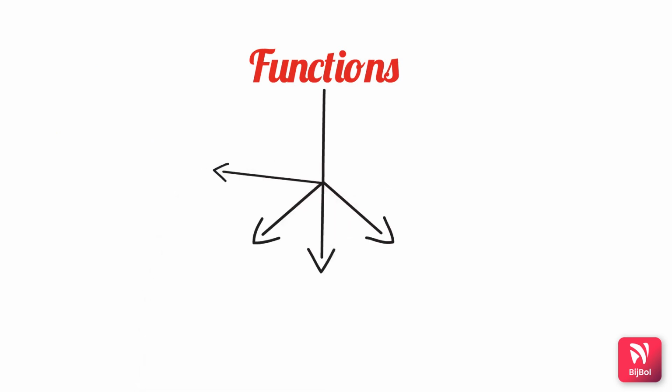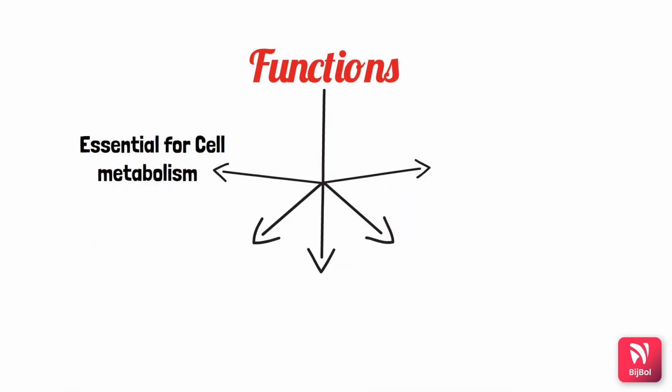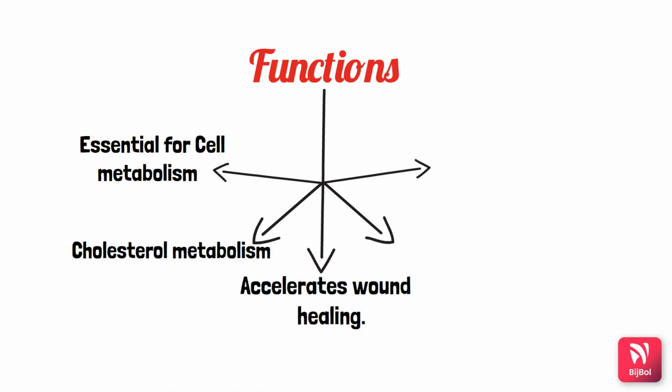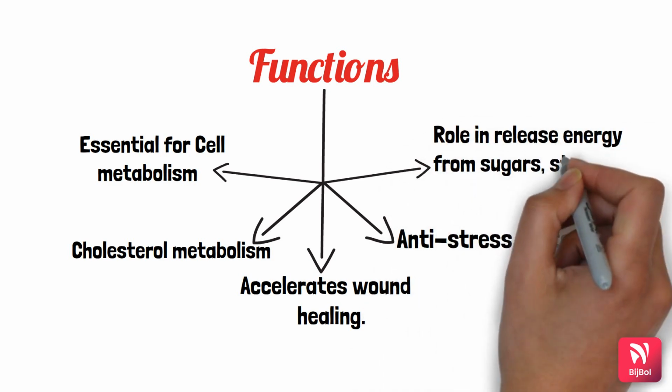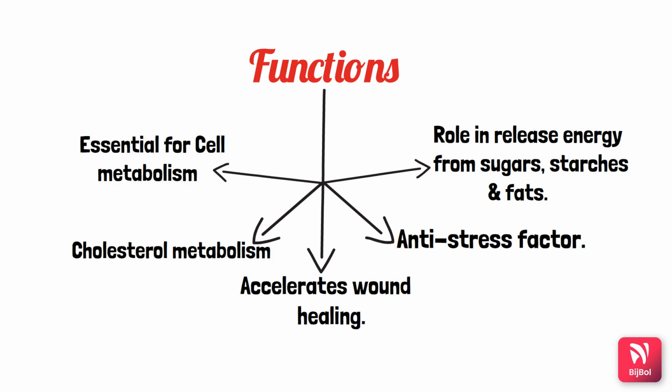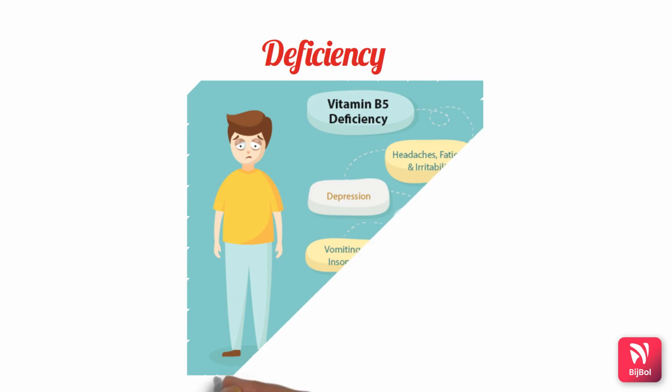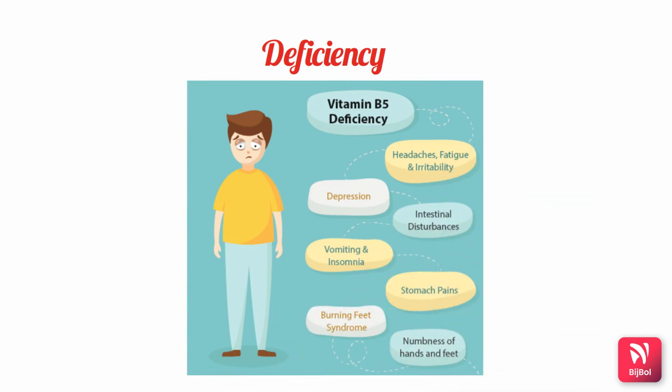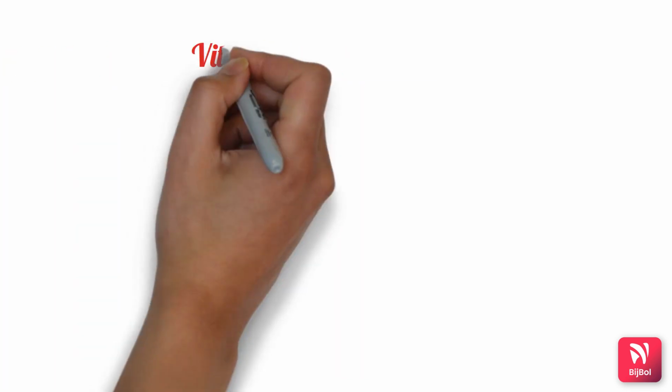Now coming to the functions of vitamin B5, it has got varied functions. It is an essential vitamin for cell metabolism. It also improves cholesterol metabolism. It accelerates wound healing. It is also called the anti-stress factor, and it has a role in release of energy from sugars, starches and fats. Now coming to the deficiency of vitamin B5, symptoms include depression, vomiting and insomnia, burning feet syndrome, headache, fatigue and irritability, intestinal disturbances, stomach pains and numbness of the hands and the feet.